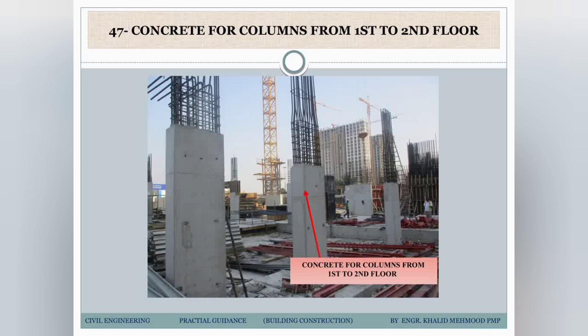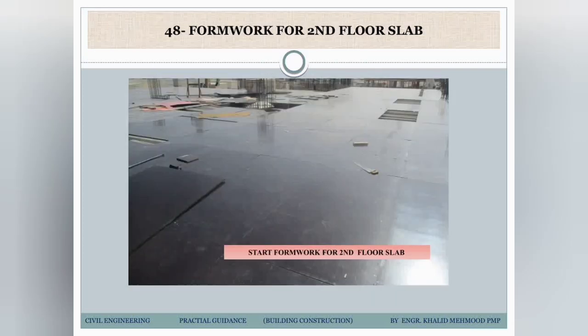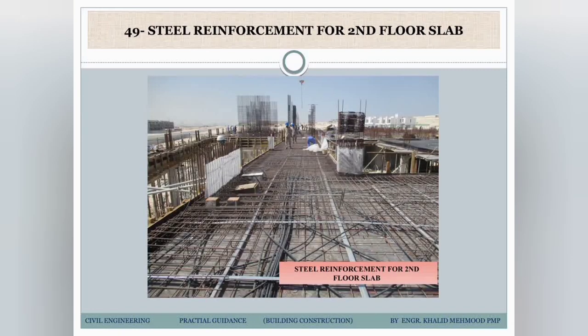After all the columns are casted for the whole building, we'll start formwork. Formwork again for the second floor. The same procedure for the formwork which we did for the first floor. We'll follow the same procedure for the second floor. The second floor formwork is done. Is ready to take the steel.